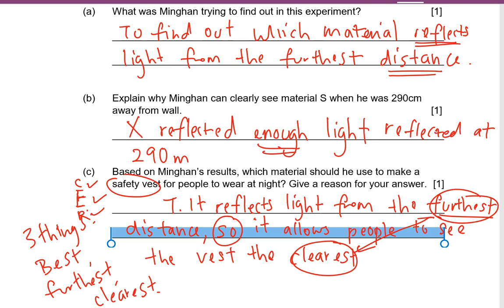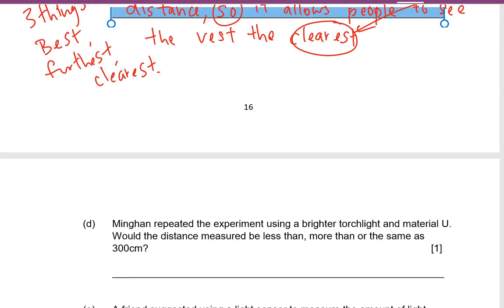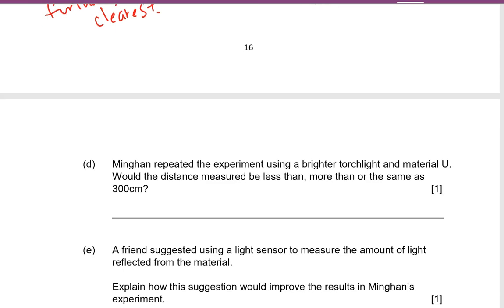And we go on, 40D now. Now 40D, Ming Han experimented. You use a brighter torch light. The distance, will it be longer, lesser, or still 300? Now of course, when you have more light, you're able to see it from a further distance, right? It's able to reflect more than enough light. So of course, the distance will be more, because you can see now from even further distance.